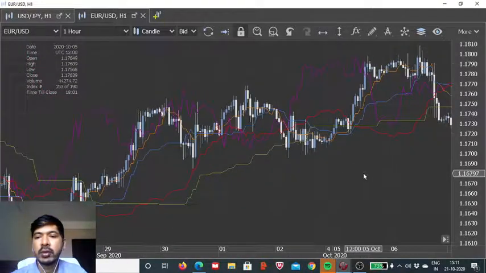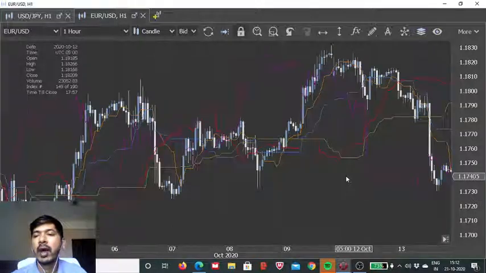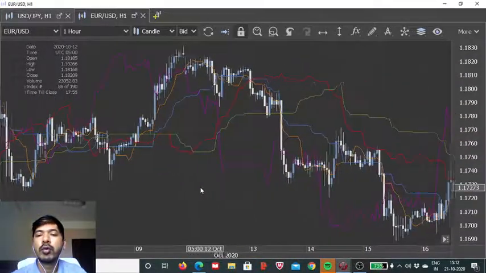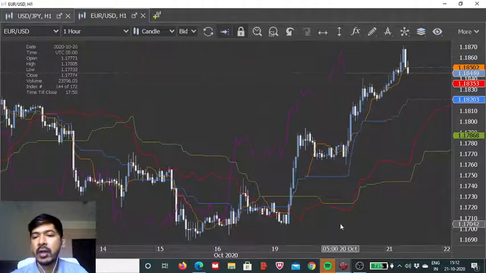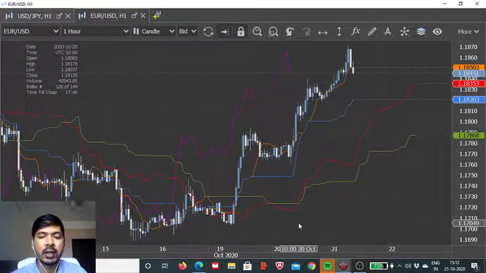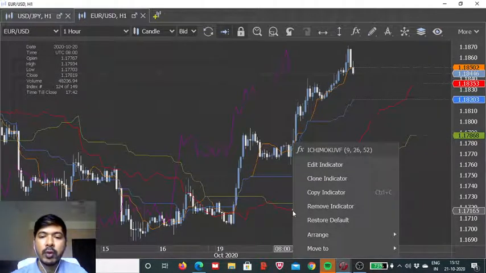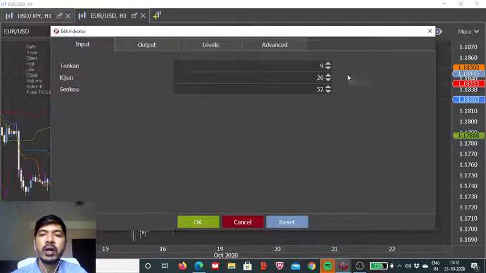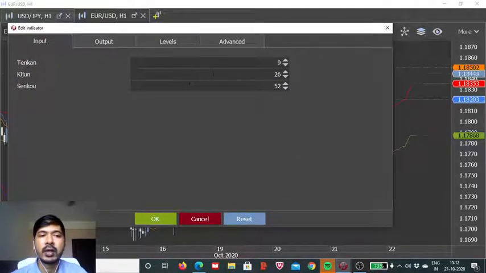So you can use these output values as per your preferences and requirements, and all you have to do is see what kind of setup is going to serve your purpose in the best possible manner. As is the case with other indicators, you can also simply edit these values. Suppose you want to use a different combination for the calculation of the Tenkan, Kijun and the Senkou, you are free to do so.